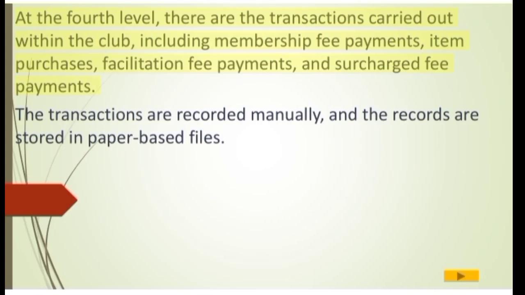The store clerk is responsible for maintaining records of the items sold and the stock levels of each item. At the fourth level, there are the transactions carried out within the club, including membership fee payments, item purchases, facilitation fee payments, and surcharged fee payments. The transactions are recorded manually, and the records are stored in paper-based files.